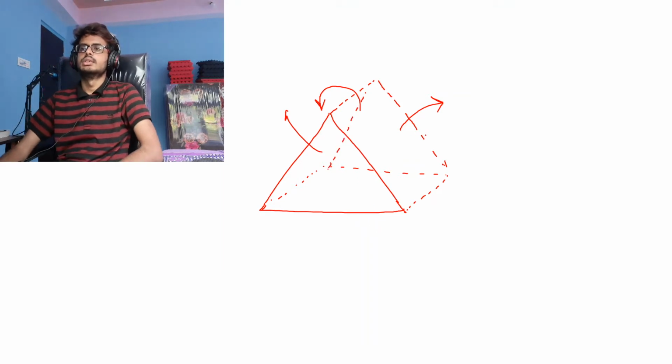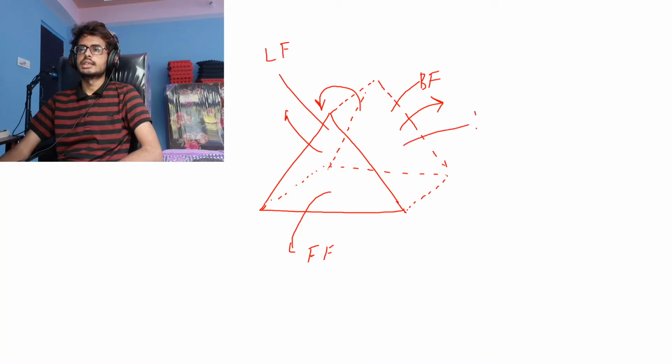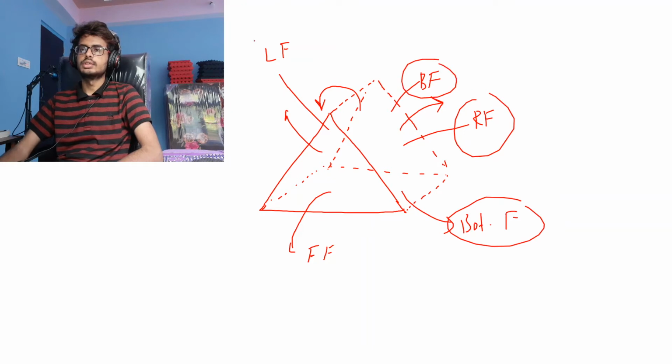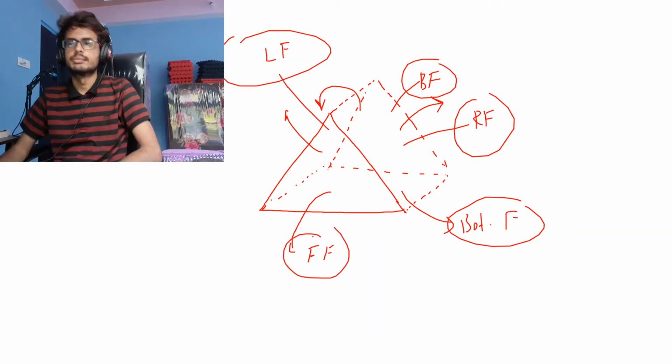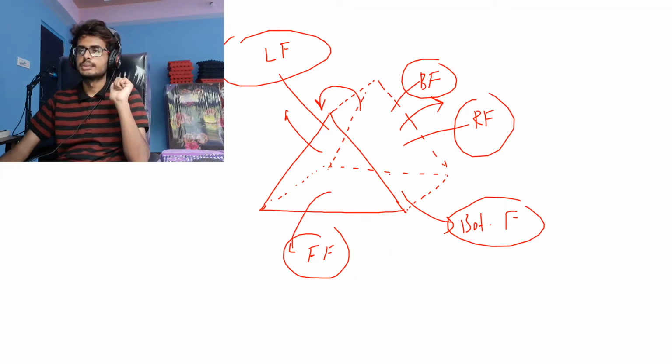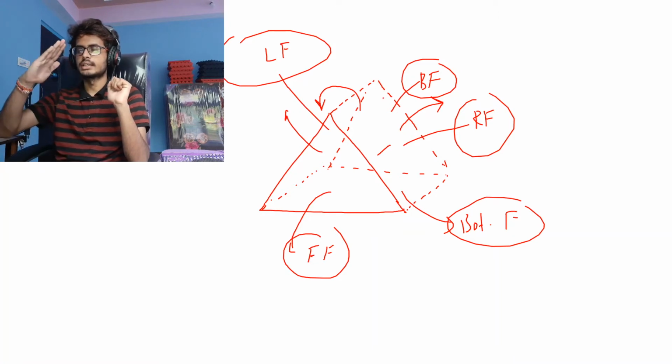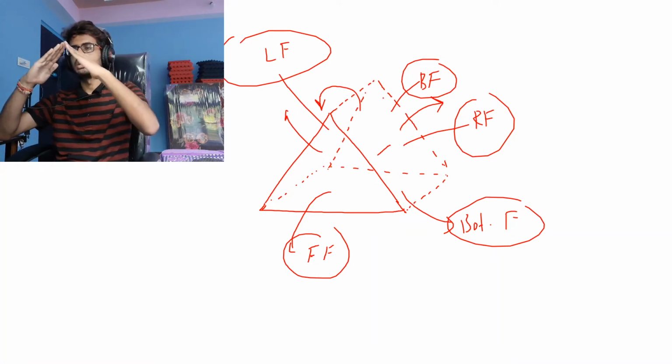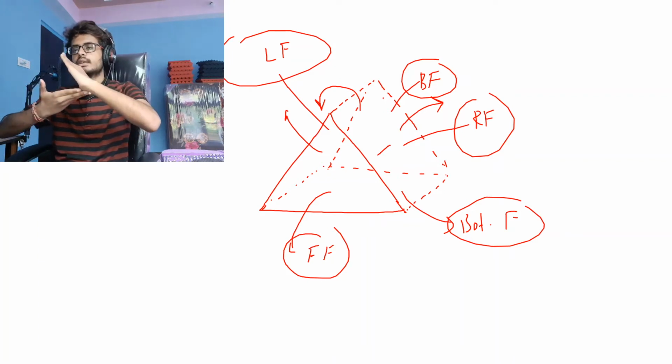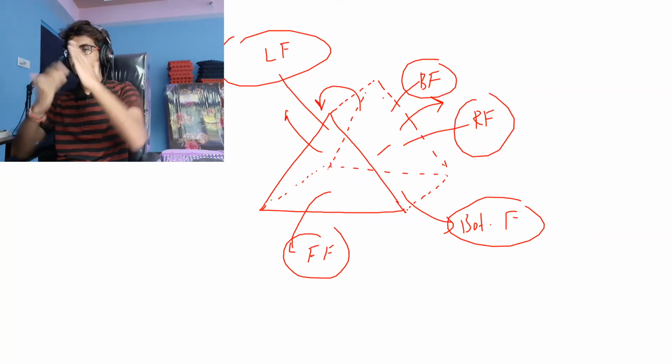So this is a prism now. We have a front face, a back face, a left face, a right face, and a bottom face. So we have 5 faces in a prism. Out of the 5 faces, 3 are rectangles: the right face, the left face, and the bottom face. So there are 3 rectangular faces and 2 triangular faces.